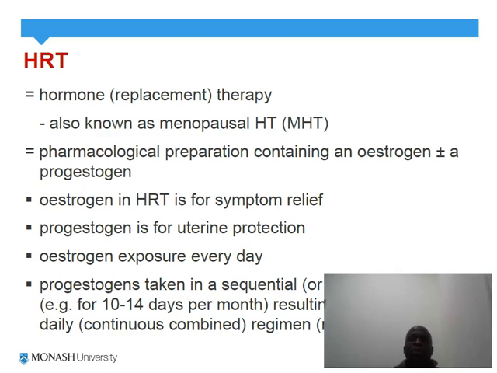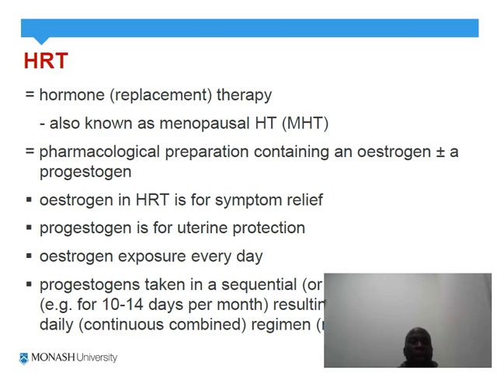How do you treat an individual who is going through menopause or perimenopause? There is what we call hormone replacement therapy, also called menopause hormone therapy, MHT. Basically, this is characterized by pharmacological preparations, meaning drugs containing estrogen and progesterone. It can be estrogen plus or minus a progestogen.